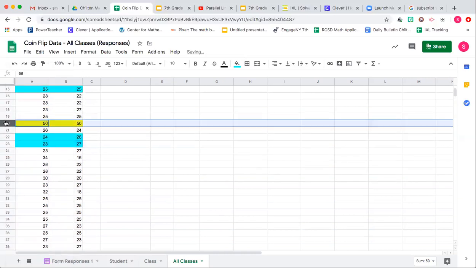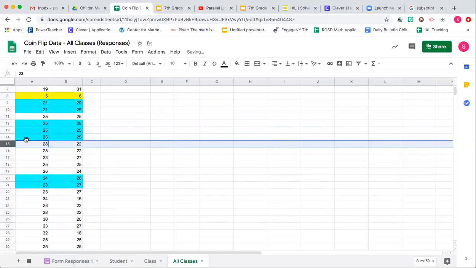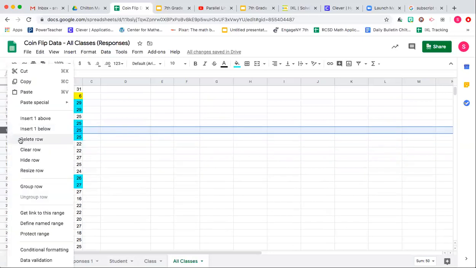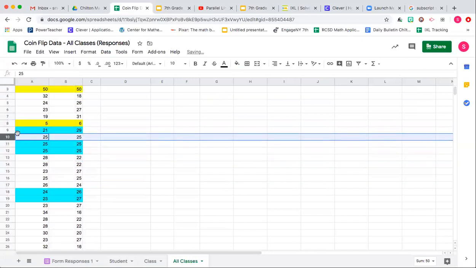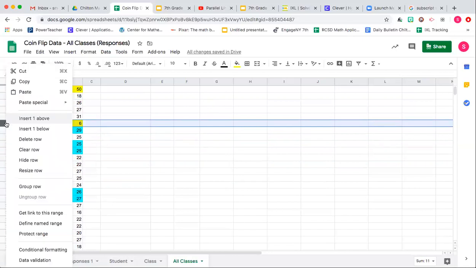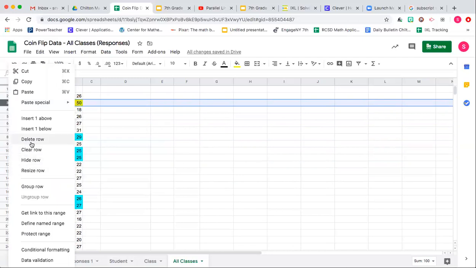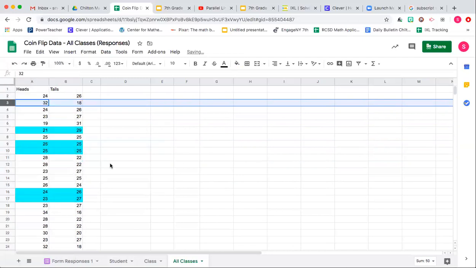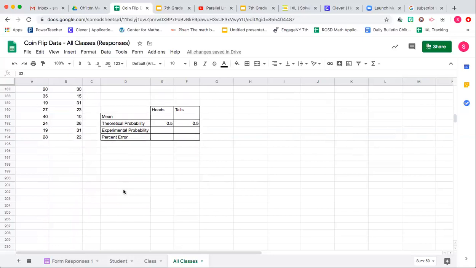Okay, this student, 100 flips. Again, this is actually two students that happen to get 25 and 25, but they each entered their data twice. So I'm going to delete. There we go. This student entered their data twice. The student flipped a coin 11 times. And this student did 100 flips. Okay, so now that we have cleaned up this data, we've eliminated all the data that didn't meet our criteria, we're going to come back and do the same thing we did for the class set of data.